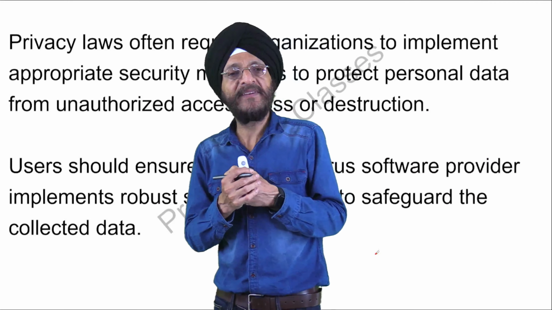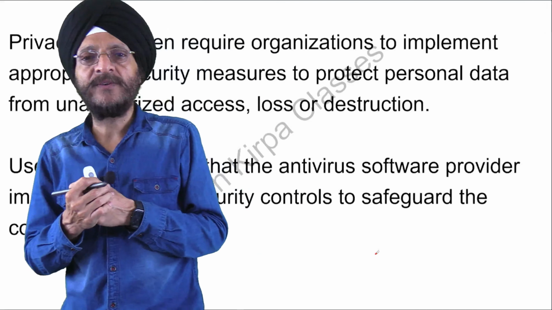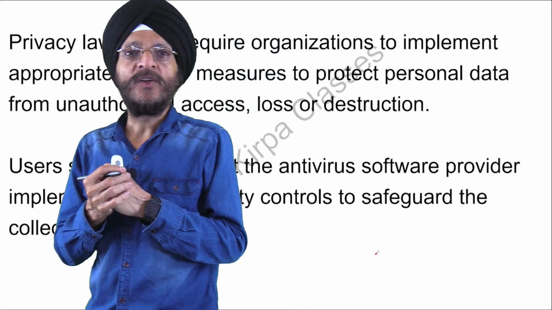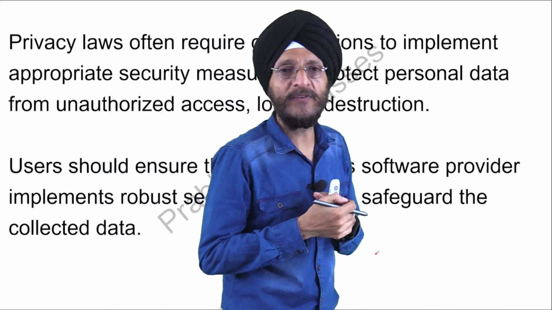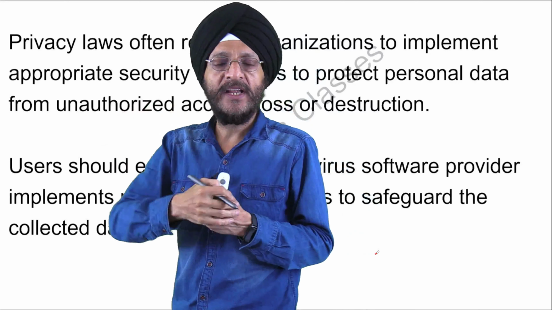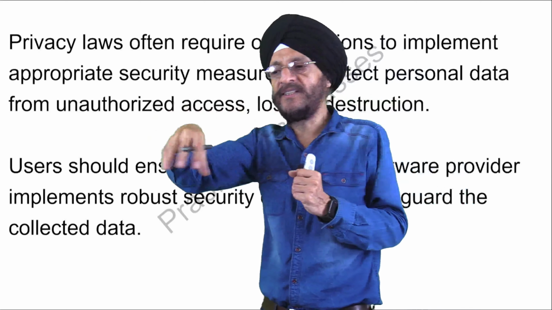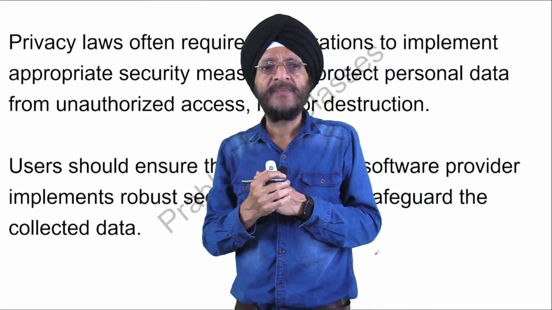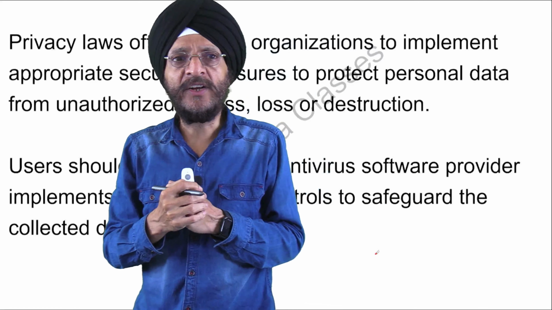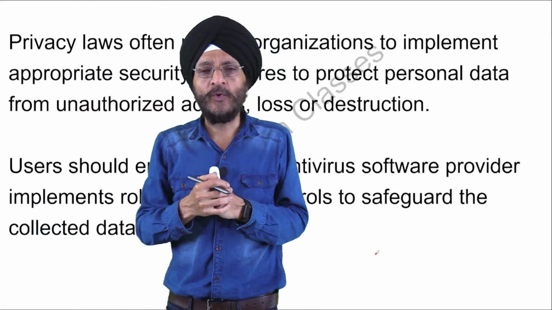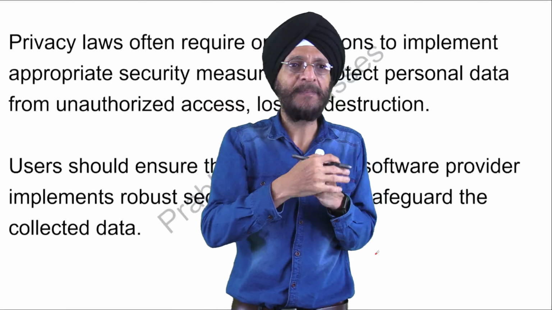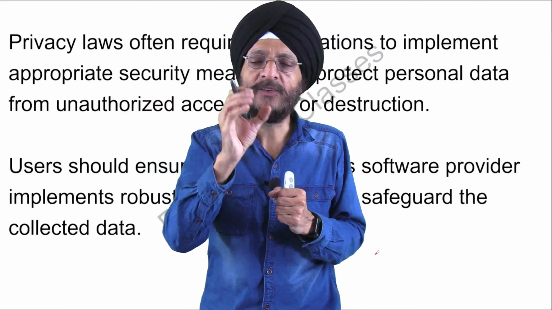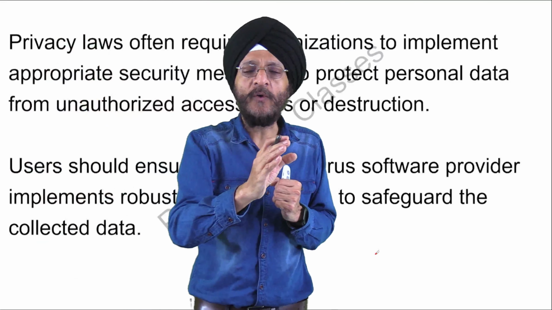Privacy laws, what do they say? Privacy laws often require that organizations should implement security measures to protect personal data from unauthorized access, loss, or destruction. We can understand the same with the help of an example. Suppose there is a hospital, and a large number of patients suffering from different diseases are admitted in it. Here, the privacy law demands that the organization should adopt appropriate security measures so that the personal data in respect of each and every patient is not disclosed, or no one is in a position to have unauthorized access to those private data of the patients.